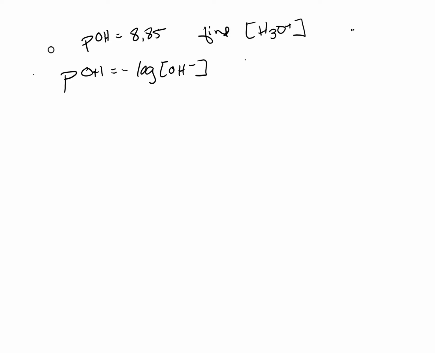Okay, so pOH equals the negative log of the concentration of hydroxide. And once you've solved for the concentration, or found the concentration of hydroxide, you can then use the relationship that Kw equals concentration of hydroxide times concentration of hydronium, and you'll get your solution that way.